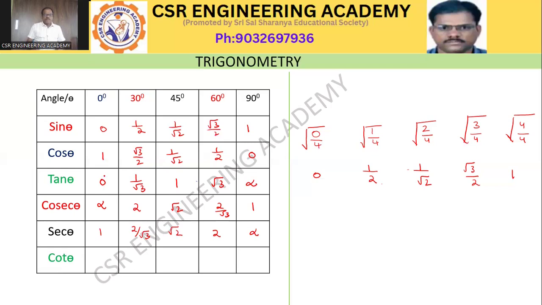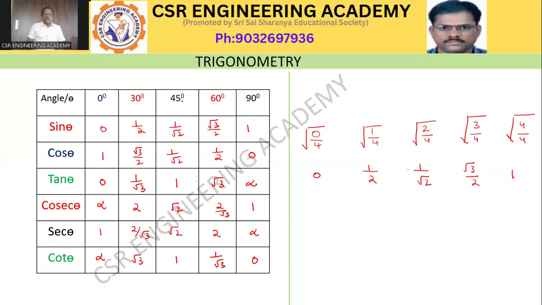1 by 0, not defined. 1 by 1 by root 3, that is root 3. 1 by 1, 1. 1 by root 3. 1 by infinity, 0. Here we have some observations.